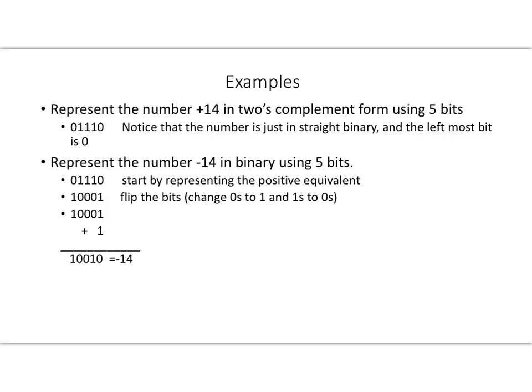Okay, now how about the number negative 14? Again, using 5 bits. Well, we start out by representing the positive equivalent of that number, which is the same thing as we had right here. So that's plus 14. Then the 2 steps are, we flip the bits. So we have a 0 converted to a 1, 1 to a 0, 1 to a 0, 1 to a 0, and a 0 to 1.